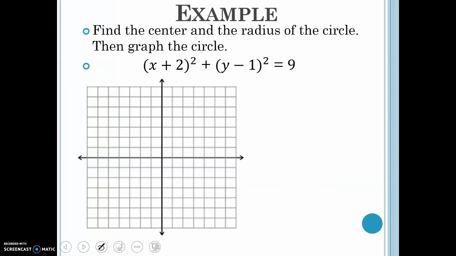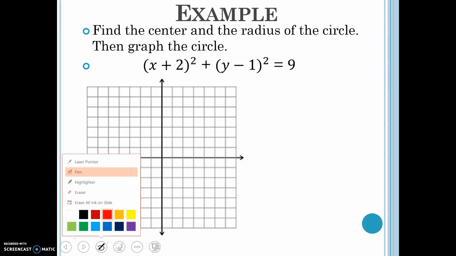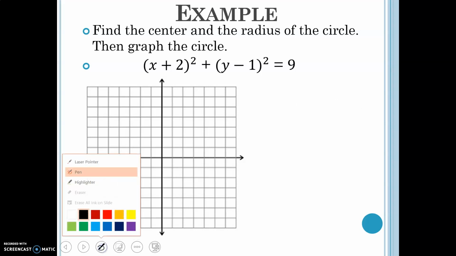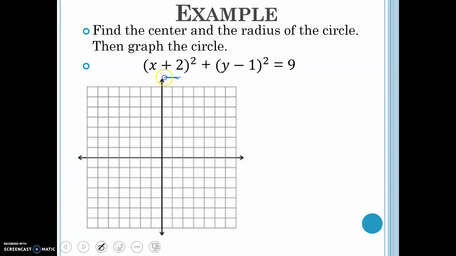For our first example, we are going to be given a standard equation of a circle. As you recall from yesterday, we have this standard equation, (x minus h) squared plus (y minus k) squared equals r squared. We are going to use that to figure out what our center is. If you recall, we had to reverse the center yesterday in order to write this standard equation out, so we're going to follow that in the same way.